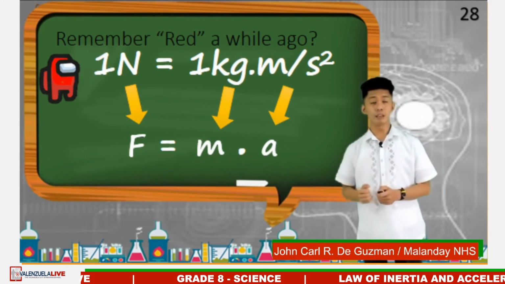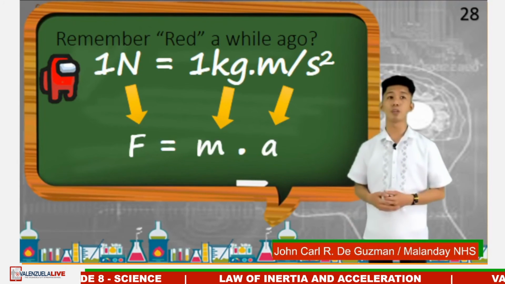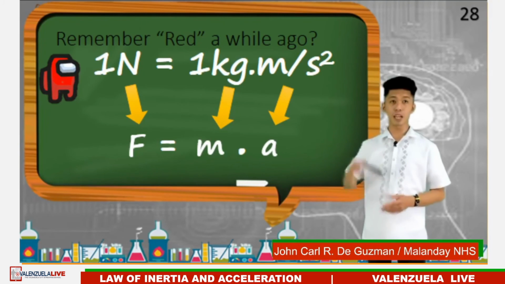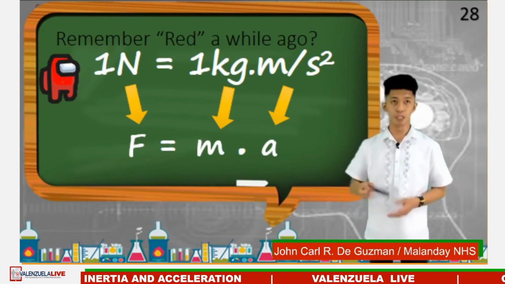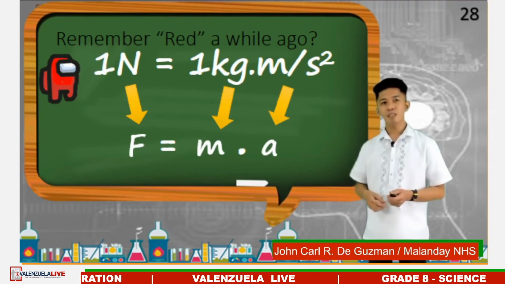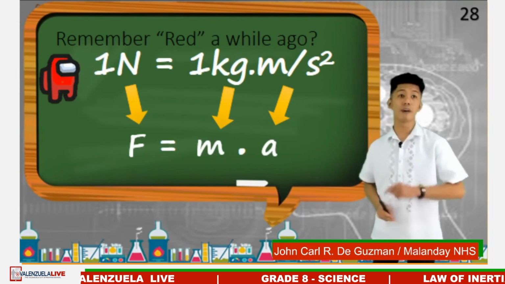Take note that the value of gravity here on Earth is 9.8 meter per second squared. That is the acceleration due to gravity. In case I drop this pointer or clicker on the floor, aside from I will pay for it, it will also drop 9.8 meter per second squared due to gravity.